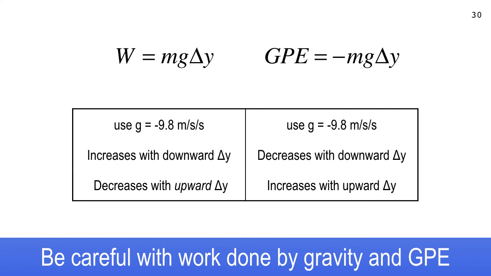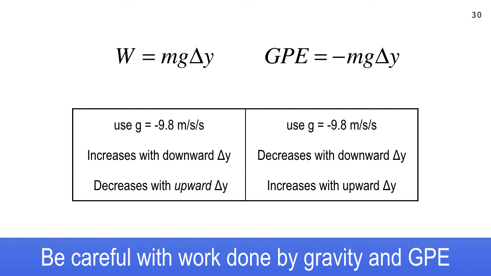Now, GPE is different. It's just the opposite. Look at those formulas. The work is mg delta y. GPE is minus mg delta y. So whatever the work does, GPE is the opposite of that. So GPE decreases as you go downward. So if you have a book up on a bookshelf, 2 meters up, and it falls off the bookshelf and moves downward, it loses gravitational potential energy.